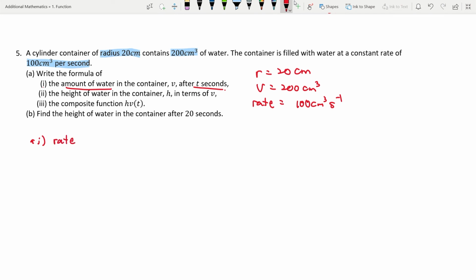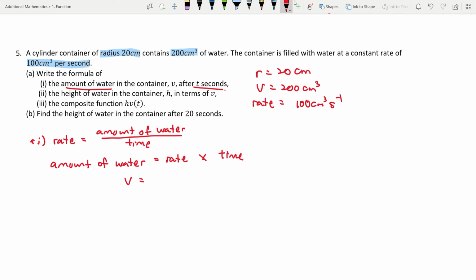The rate is actually equal to the amount of water divided by the time. So in order to find the amount of water, we take the rate multiplied by the time. So the amount of water is given V. V is equal to the rate 100 times the time t. So we obtain the formula for the amount of water.